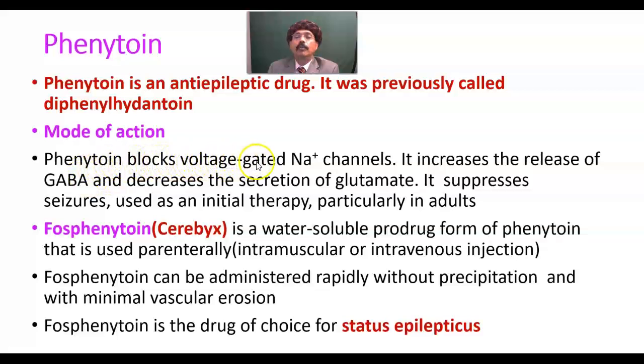Phenytoin blocks voltage-gated sodium channels. It increases the release of gamma aminobutyric acid, and it decreases the secretion of glutamate. GABA is an inhibitory neurotransmitter. Glutamate is an excitatory neurotransmitter. It suppresses seizures and is used as an initial therapy, particularly in adults.